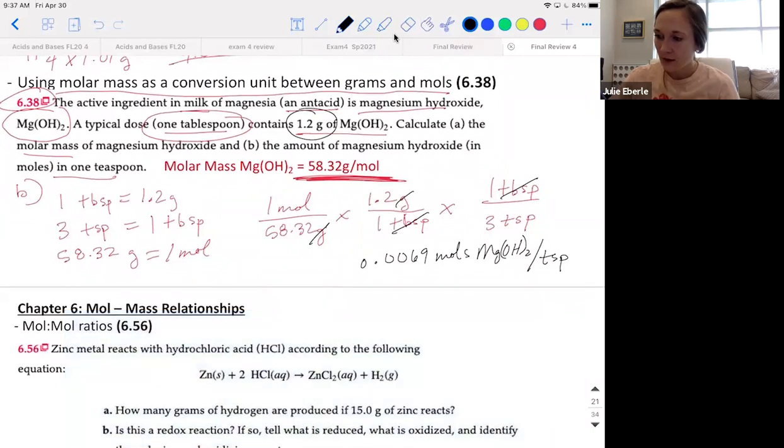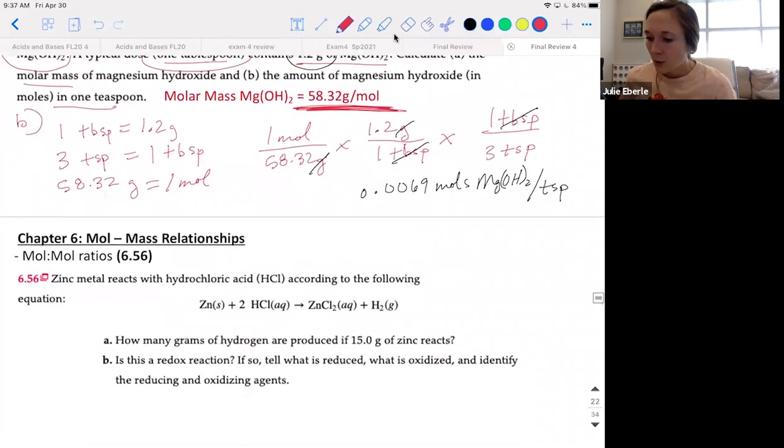Another one. We have to practice a problem where we use mole ratios. So this is what I call the 3-part problem. We had 3-part problems in chapter 6, and we did them again in chapter 9, but with molarity. So mole ratios, here's 6.56. Zinc metal reacts with hydrochloric acid according to the following equation. So you got zinc, it's a solid metal.